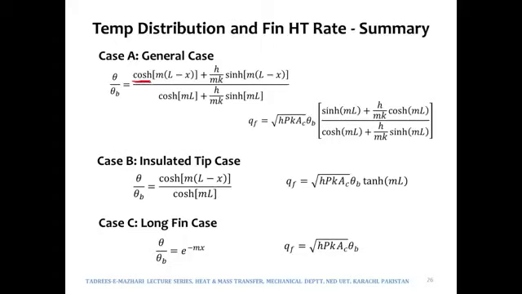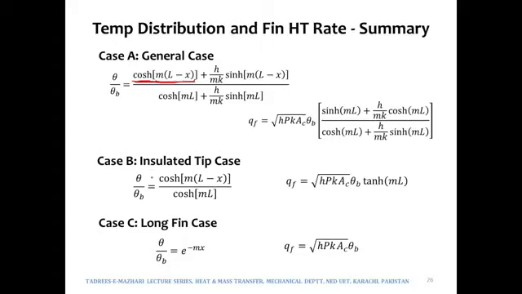The expression would start with cos hyperbolic of ml minus x, right? Plus h over mk sin hyperbolic of the same thing, means ml minus x. So you would be able to write the numerator. And how would you write the denominator? The denominator is exactly the same as the numerator without an x. So if you get rid of the x in the numerator, it will become the denominator. So this is how easily you can write theta over theta b by yourself, right?